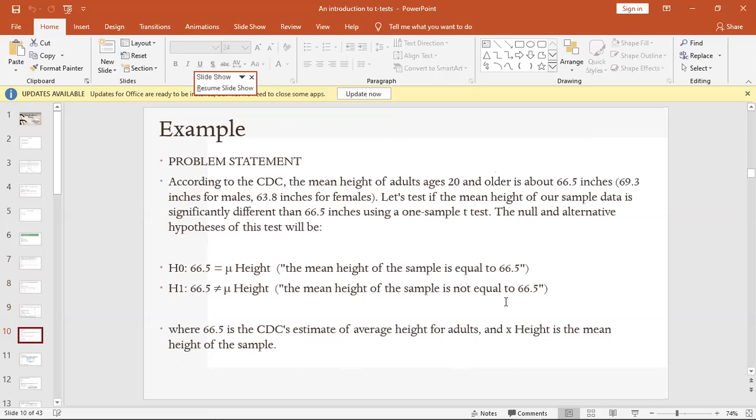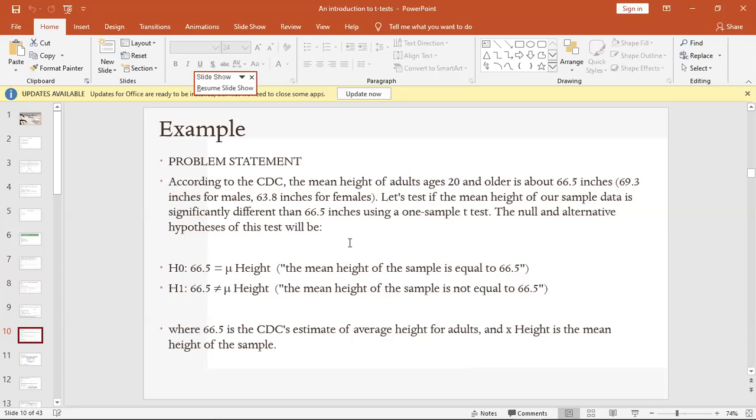Example. This is my problem statement. According to the CDC, the mean height of adults age 20 and older is about 66.5 inches. For males it is 69.3 and for females 63.8 inches, right? Let's test if the mean height of our sample data is significantly different from 66.5 inches using the one sample t-test. Here, the researcher wants to test whether the mean height of the sample is significantly different from 66.5.